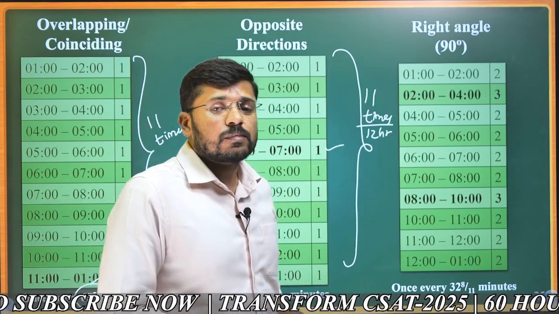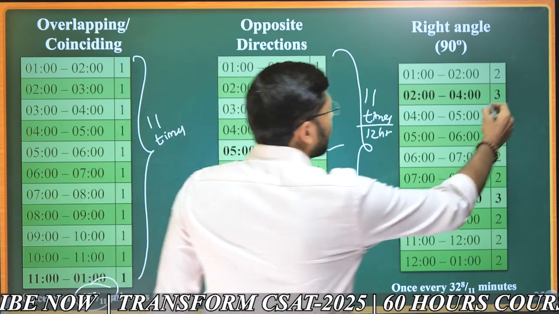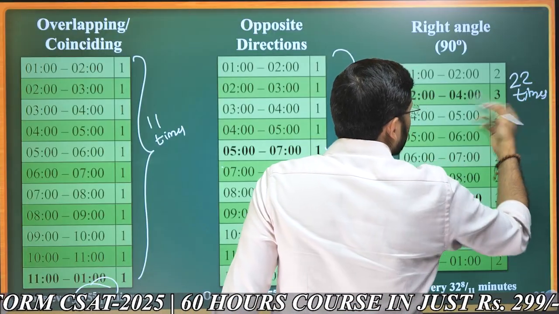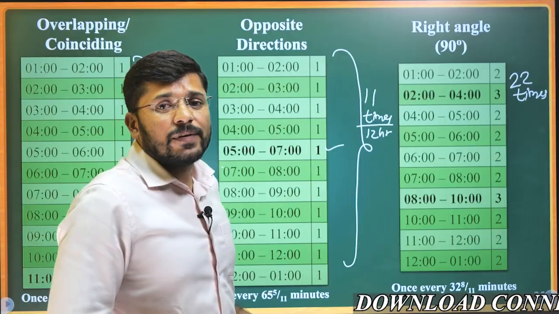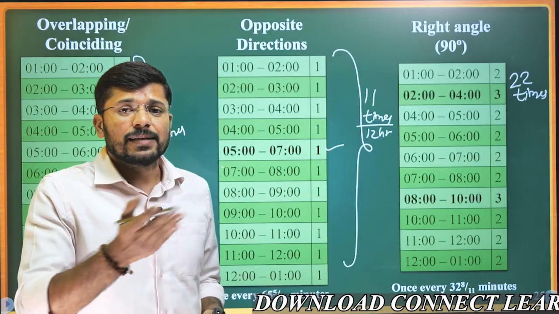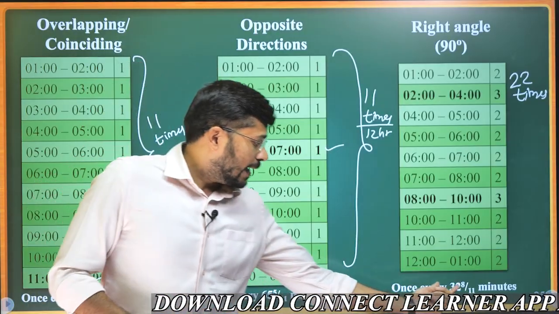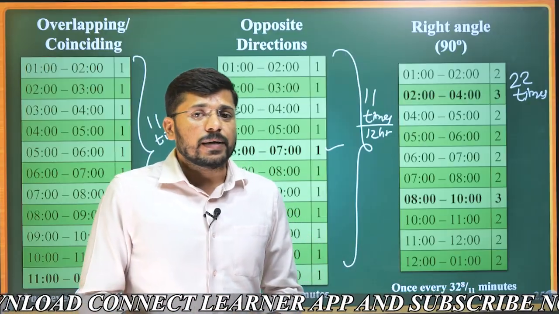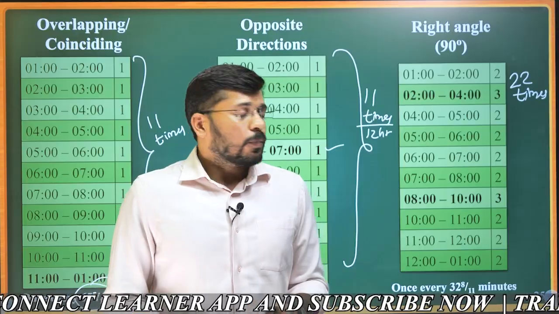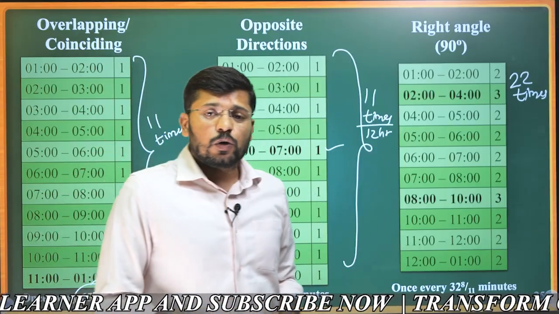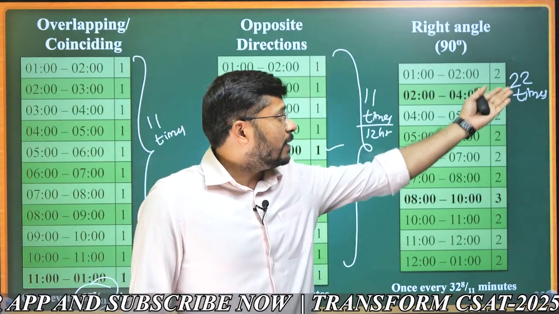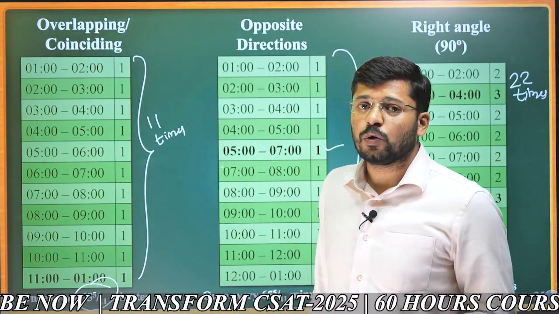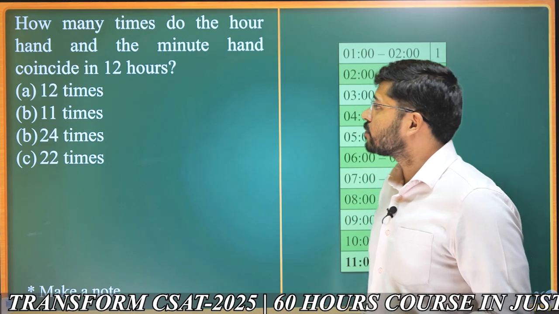Because of this, in any given 12 hours, they will be at right angle 22 times. Correct? And what is the time difference between one time they are at right angle and the next time they are at right angle? It is a constant. It is 32 8 by 11 minutes. 32 point something minutes. Done. Now you will understand the general rule, the exception, and this time period and this time. You will understand much better when we solve the problems. Now we shall go to solving the problems.